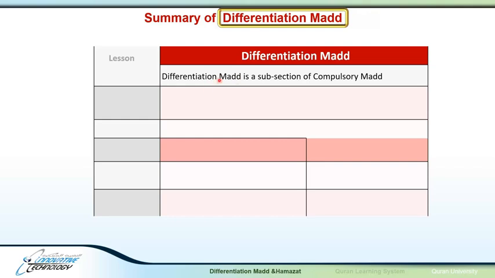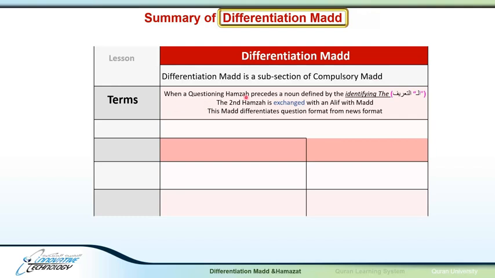Now we're going to summarize the differentiation mad in one slide. We described that the differentiation mad is a subsection of the compulsory mad, which occurs when a questioning hamza precedes a noun defined with al-ta'rif, where in that case the second connecting hamza would be exchanged into an alif with mad, and that mad differentiates question from news format, and that's why it's called a differentiation mad. And we said that the rule in that case is to apply compulsory elongation of the alif for 6 units, and there are two types, a heavy differentiation mad and a light differentiation mad.